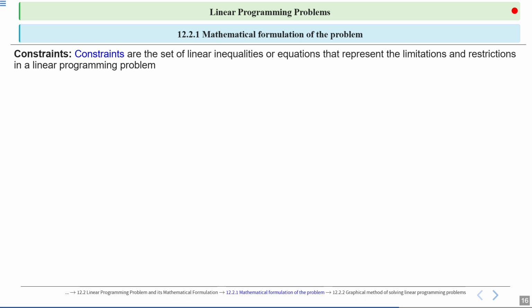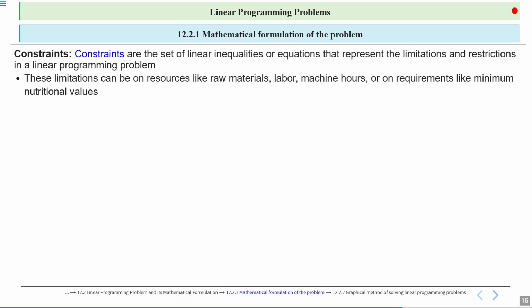So now we will discuss constraints. In linear programming, constraints are like rules that limit how we can choose our variables. Okay, they are usually written as linear inequalities or equations, showing what values our variables can take, helping us find the best solution within those limits. So these limitations can be on resources like raw materials, labor, machine hours, or on requirements like minimum nutritional values.